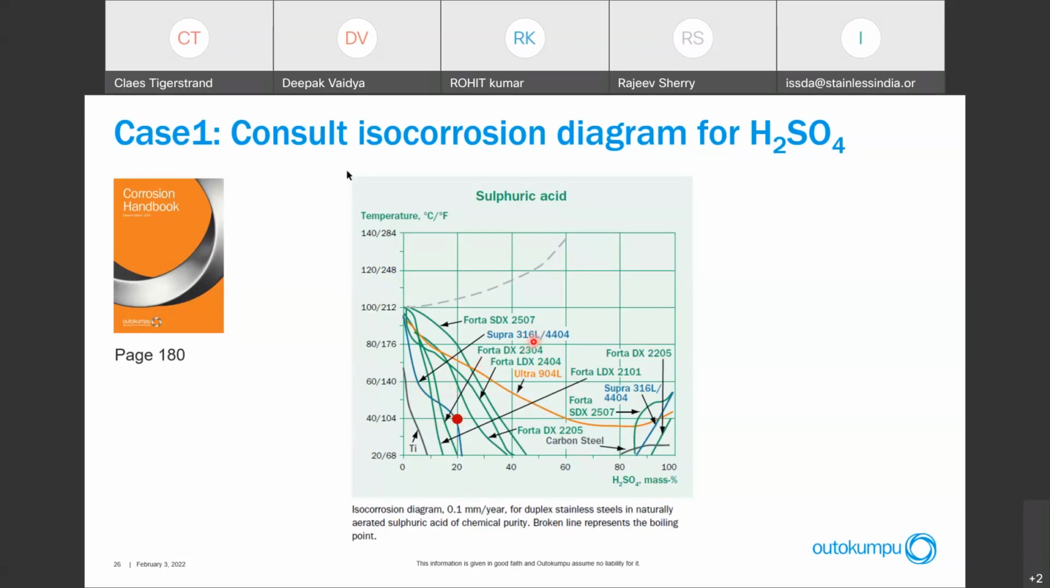for a 316. So you would need to look for a higher resistance. It's quite a busy slide here, but if you're looking at the Forta Duplex 2205, then you see the line is here. So then you are on the left hand side, so you are safe here if we select a Duplex 2205.